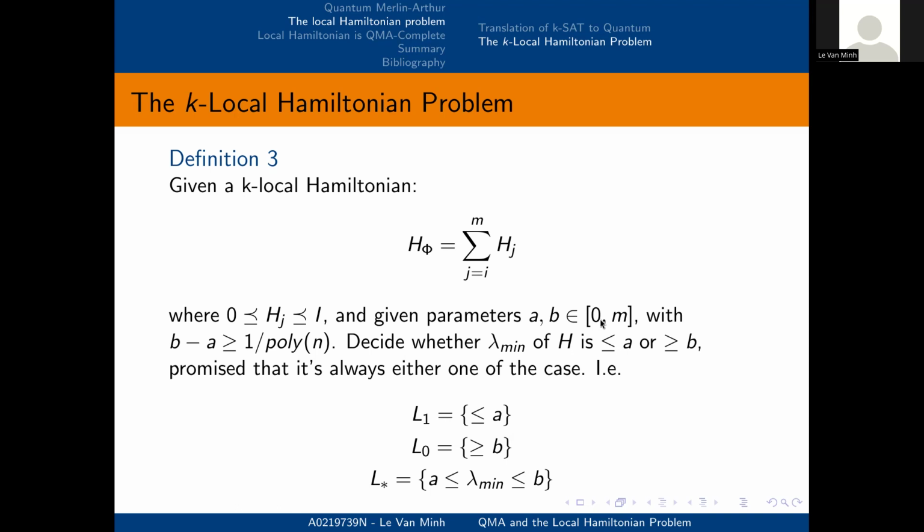And we can easily translate this into the QMA language: the yes instance L1 is the case where λ_min is less than a. L0 is when λ_min is more than b, and between a and b is L star, the promise of never receiving such instances.